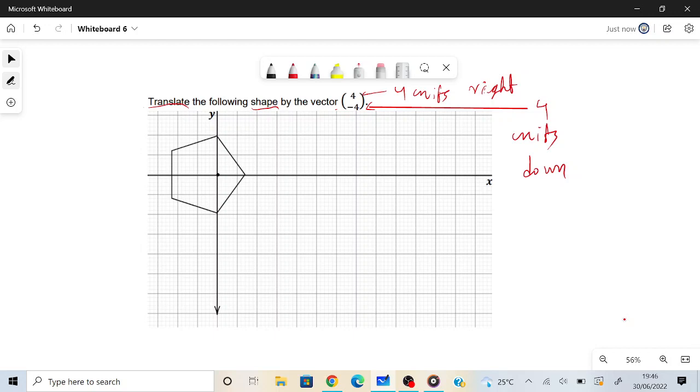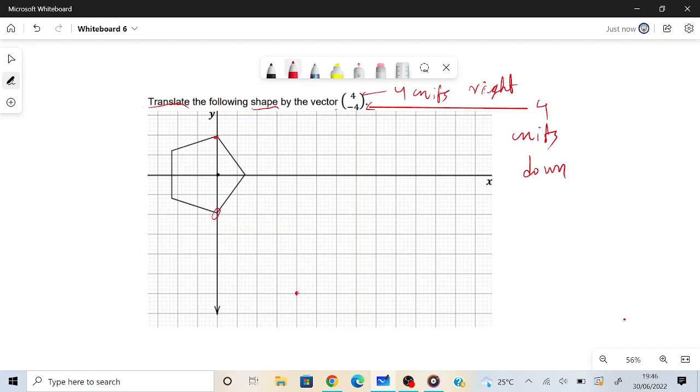So when you are given the vector and you have to translate the shape, again the best thing is to pick a vertex or edge or a corner, and you could start with them and then do the rest. So let's start with this one. It tells me to go 4 units to the right, so 1, 2, 3, 4, and then 4 units down. So 1, 2, 3, 4, somewhere here. Let me just get rid of all this so it's not confusing. Somewhere there.